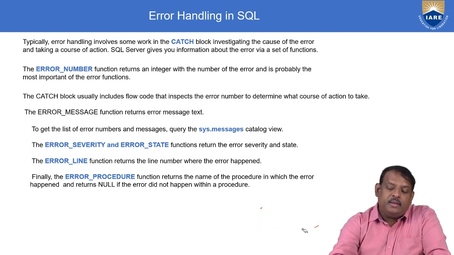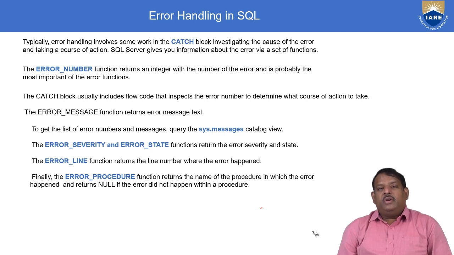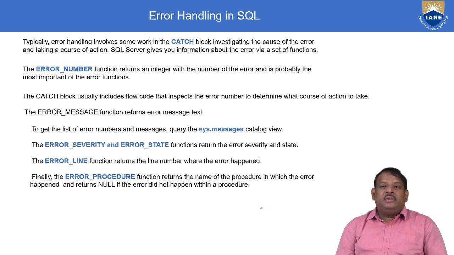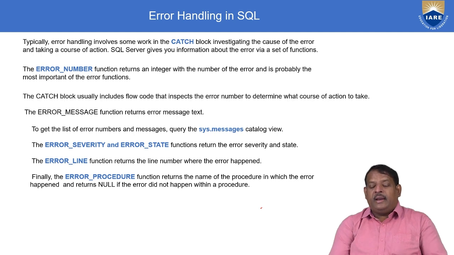Now, what is the error severity? Till now we have seen the error number and the error message. Now we'll see the error severity. It will tell how severe the error is. There are some default values for error severity. Is it critical, or is it less critical? Some keywords are there. Same also we have the error state. The error state function also will tell you the state of the error. Next, we have the error line function, which returns the line number where the error occurred.